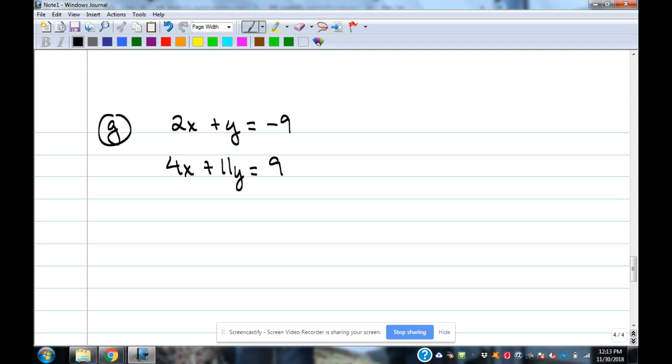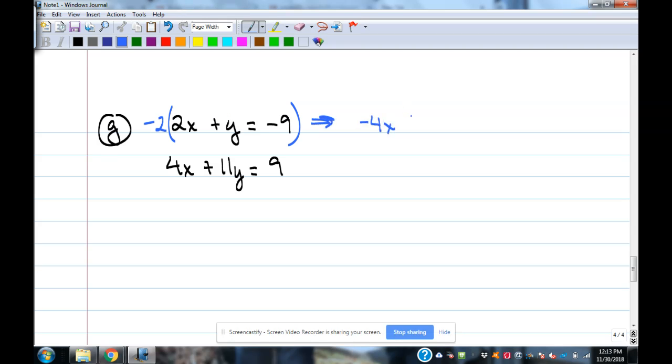-11. -11 would get us opposites there. But we'd end up with -11 times -9, so that's 99. It's a bigger number, okay? So both ways will get you the same answer if you do it correctly. I like the idea of multiplying the top one by -2 to get rid of the x's because it's a smaller number, okay? But both strategies would work.